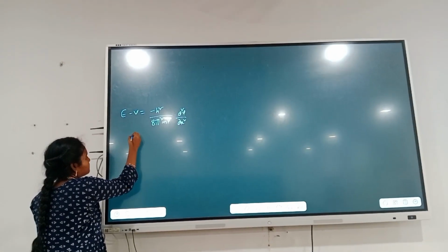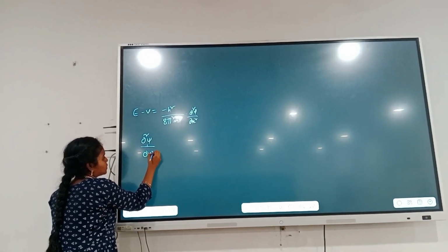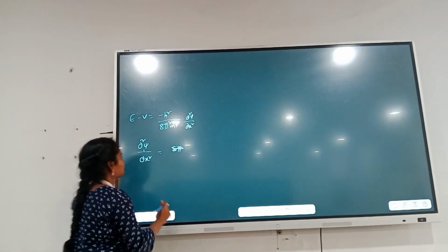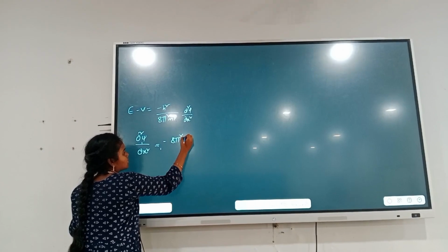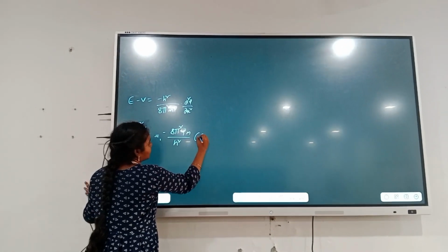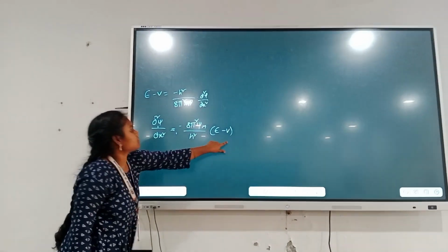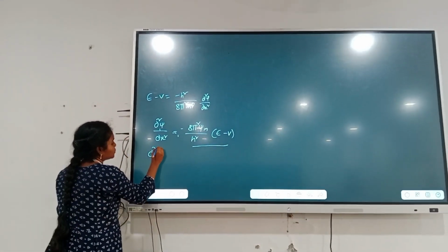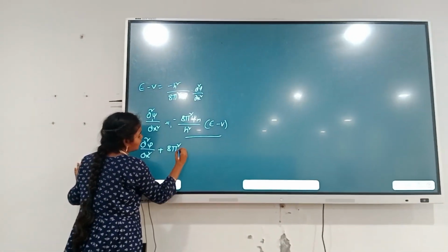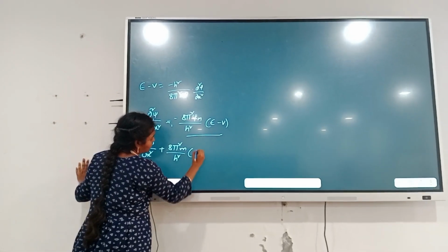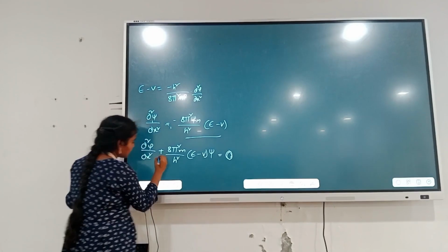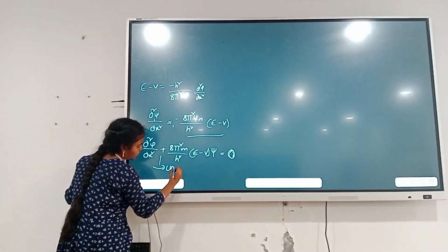Then ∂²ψ by ∂x² equal to 8π²m ψ by h² (E minus V). So now solve the equation: ∂²ψ by ∂x² plus 8π²m by h² (E minus V) ψ equal to 0. This equation is one-dimensional.